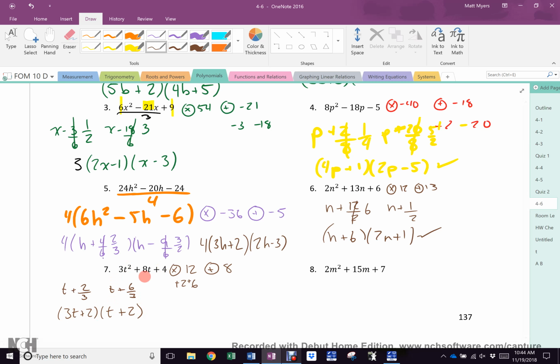I've got to multiply to what? It's 14. Add to what? 15. What is it? 1 and 14. M plus 1, but it's not plus 1. M plus 14, but it's not plus 14. So 14 over 2, 2m plus 1. That's 14. So m plus 7.